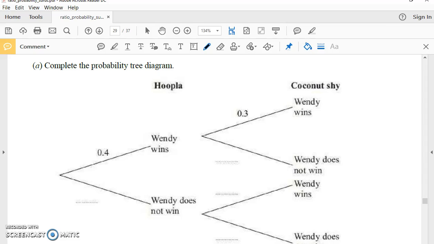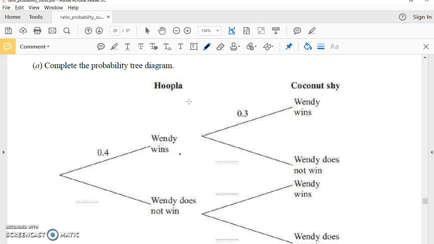Alright, so next we have independent events. Now, if we have independent events, that means that whatever the outcome of the first one is, it doesn't change what the outcome of the second one is. So if I'm playing two games, whether or not I win my first game has nothing to do with whether or not I'm going to win my second game.